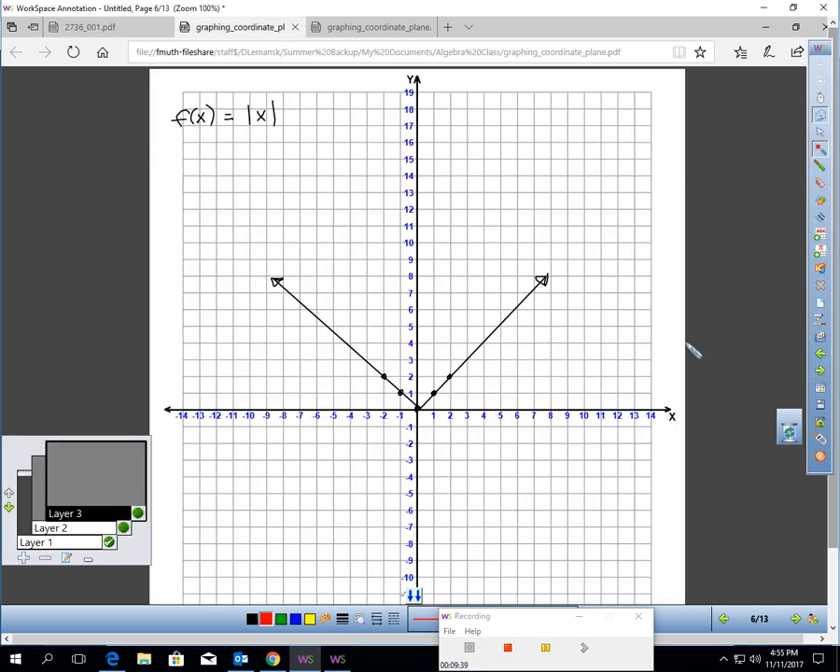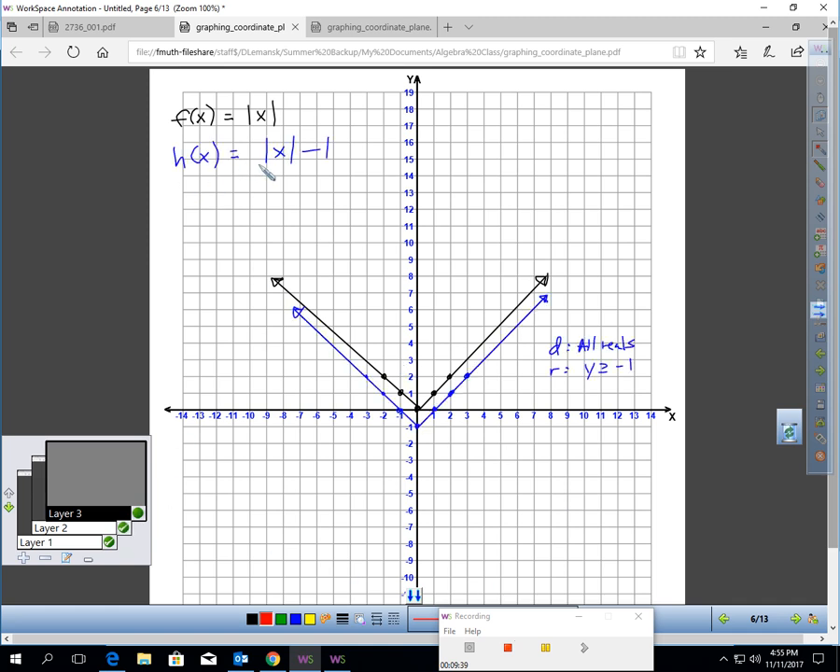Okay, I'm back. So first of all, here's the parent function. I'm sketching that real quick. f of x equals absolute value x. So we have our vertex at 0, 0, and you notice up 1 over 1 to create my V.